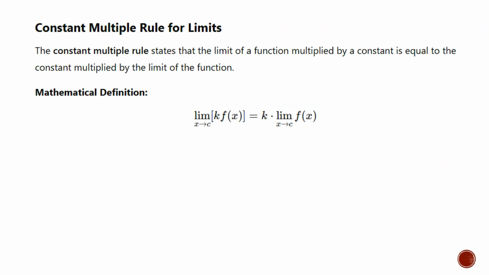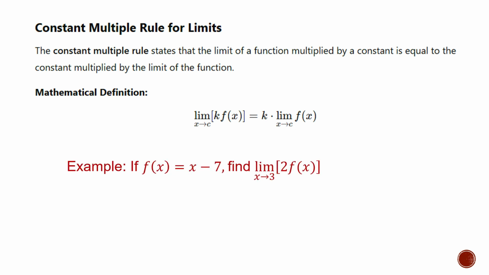Let's go to the third theorem. Here we call this the constant multiple rule for limits. And here it states that the limit of a function multiplied by a constant is equal to that constant multiplied by the limit of the function. So that's the mathematical definition of that. Here, two things you have to remember. There is an f of x and there's a k.